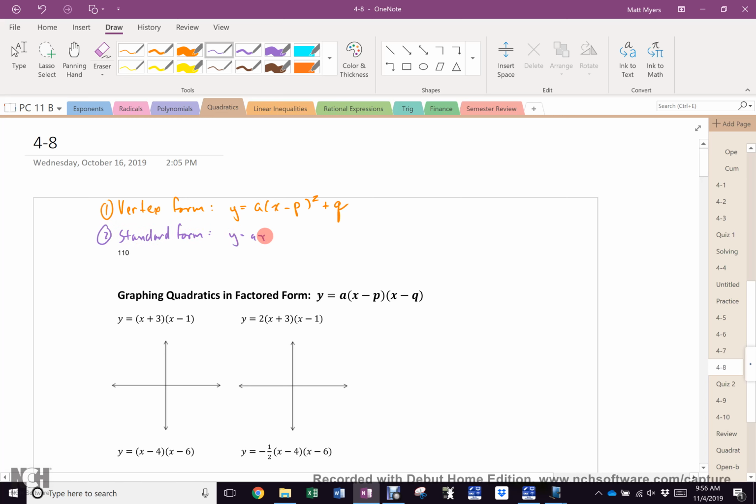Next one we had 2, standard form. Y equals ax squared plus bx plus c. And we remembered c is the y-intercept, and a is the same. What must we do with that? We have to either complete the square or use vertex x equals negative b over 2a and then sub x in. Those are your options for standard form. Everyone should be good with both of those right now.